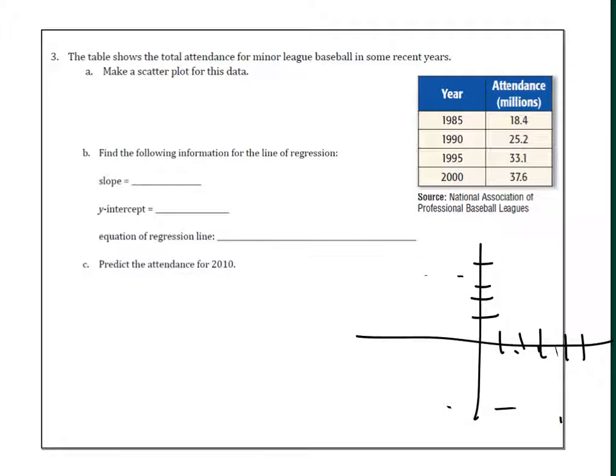So what I'm going to do is call 1985 year 0, then 5, 10, 15. So I'll go 0, 5, 10, 15. And then I'll go from there: 18.4, 25.2, 33.1, 37.6.